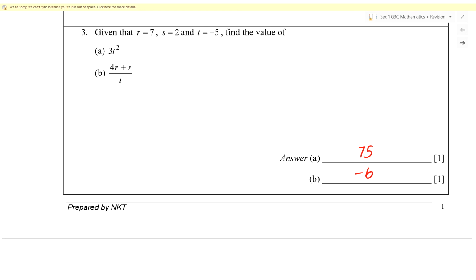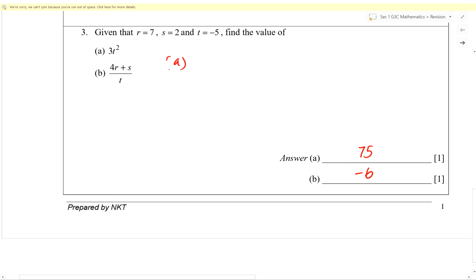Zheng Jie, what's your answer? What did you say? 225. Who got 225? For calculation. Anybody got -75? Ah, yes. Okay, so how did that happen?